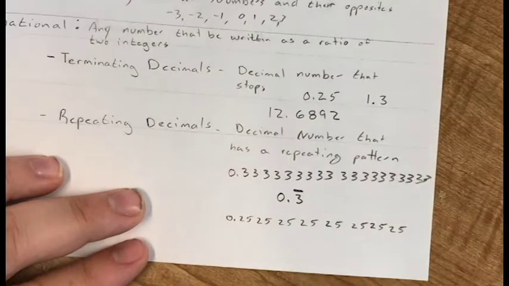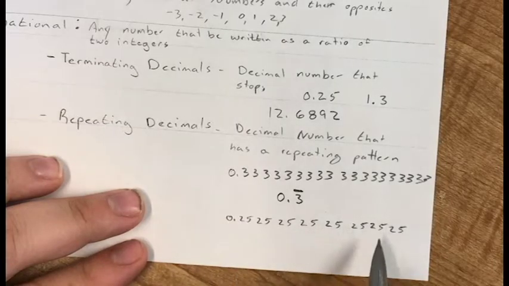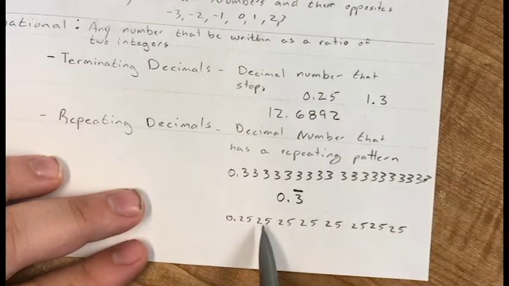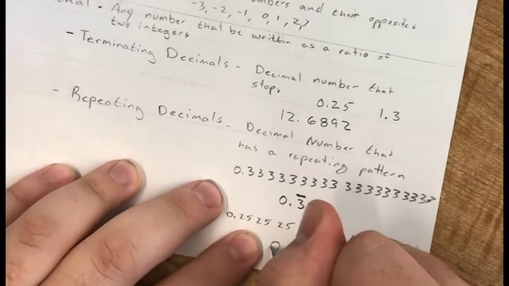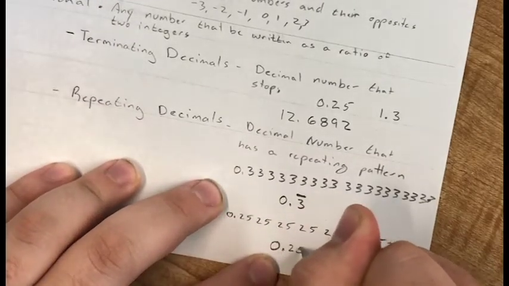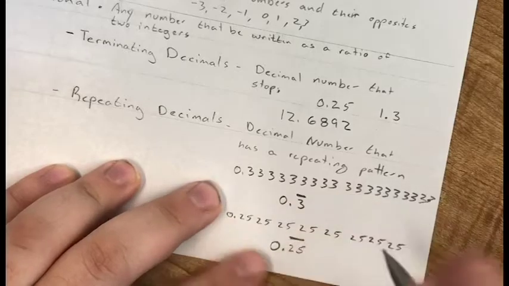0.25252525... and all the way until infinity and beyond. This is a repeating decimal. It's repeating the same pattern over and over again. And the way we would write this one, shorthand, would be 0.25 with a bar over it.